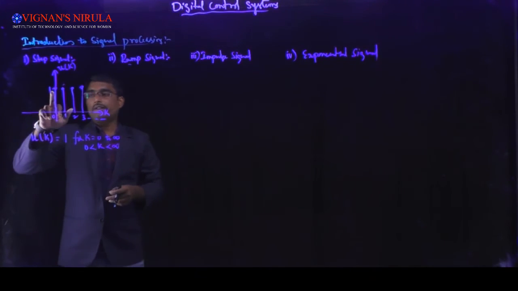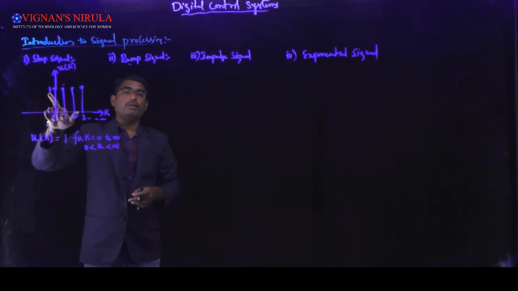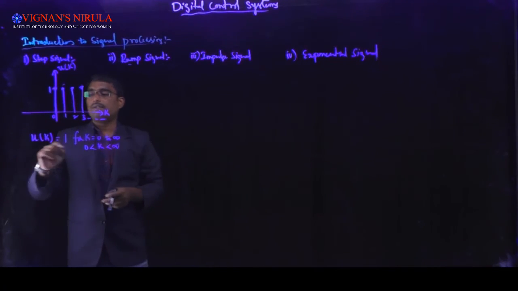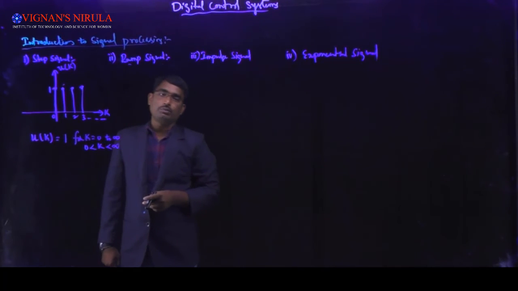So if it is a unit step signal, the amplitude will be 1. If it is not a unit step signal, then the amplitude will have some other value. So this is how we can represent the unit step signal.